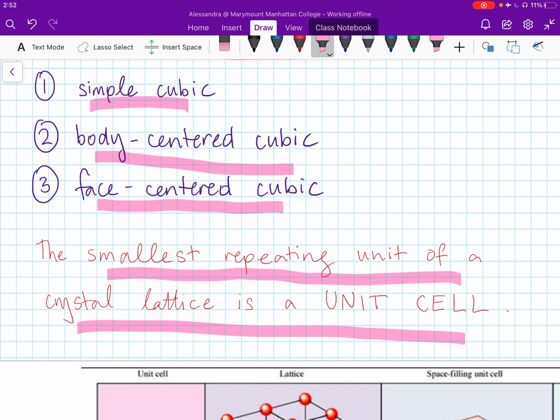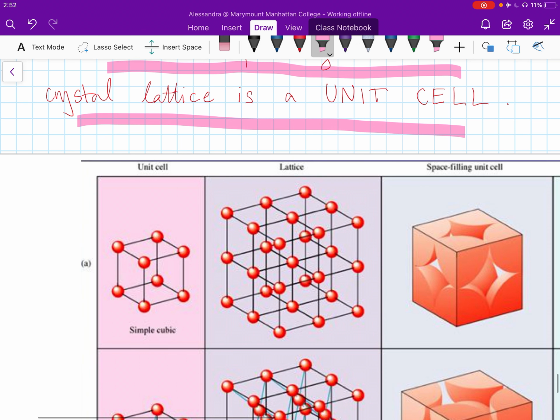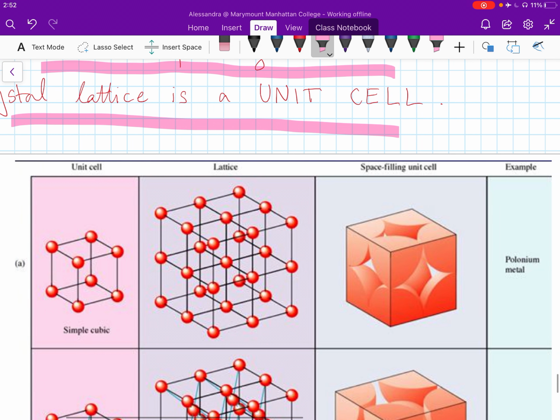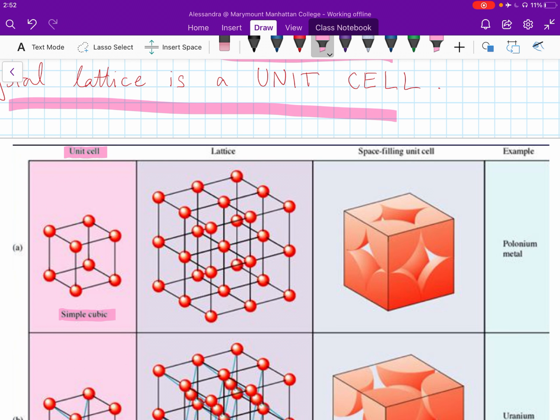So I want to look at these three examples: simple cubic, body-centered cubic, and face-centered cubic, and focus on the unit cell for each. Okay, so let's start with the unit cell for the simple cubic. In the simple cubic structure, the unit cell is, as the name implies, a cube. And at the corner of each cube, you have an atom or an ion or some kind of particle. A cube has 8 corners, and at each of those 8 corners, you have a particle.